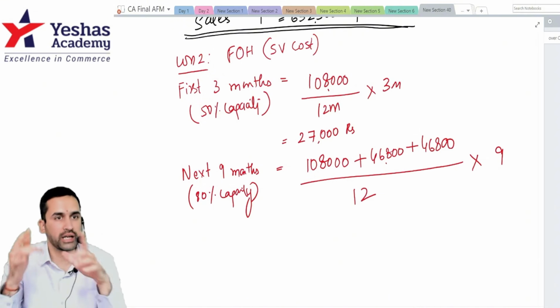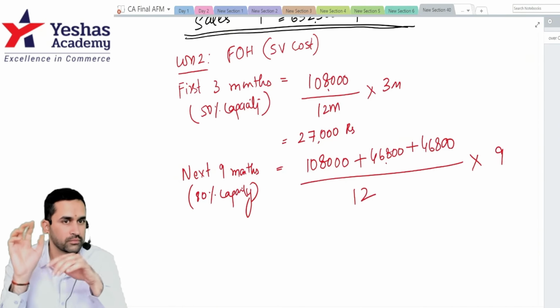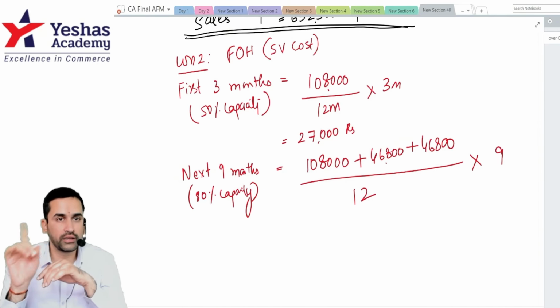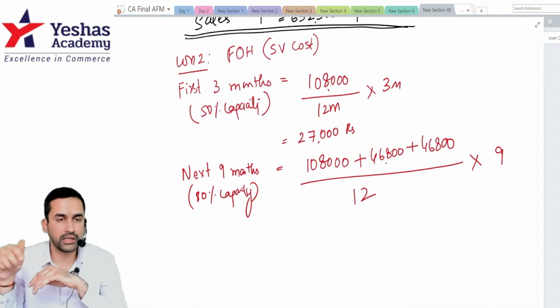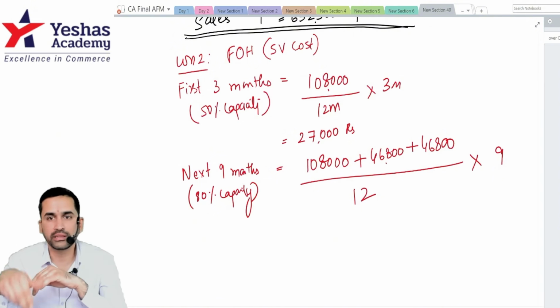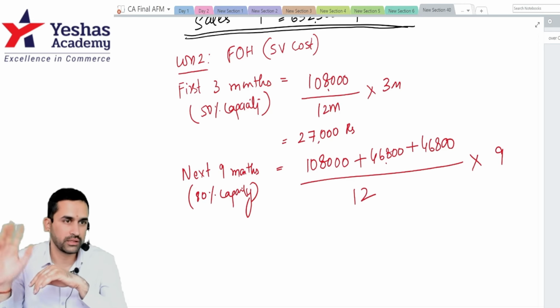Full year if I work at 80% capacity, that will be my cost. If I divide that by 12, I'll get to know my monthly cost. That will be per month cost if I work at 80% capacity. That's how many months into 9. The number will come from the calculator. Did you understand properly?